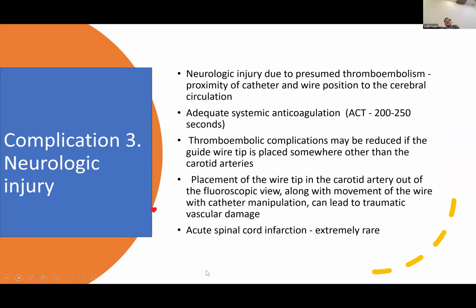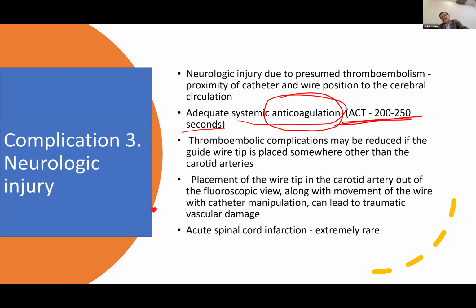Now, complication 3, neurological insult. Mostly thromboembolism happens, because you're dealing in the area of the carotid arteries and subclavian arteries. So you are in the area of cerebral circulation, and that is leading to thromboembolism. The most important part would be anticoagulation. Maintain the ACT in the range of 200 to 250 seconds.